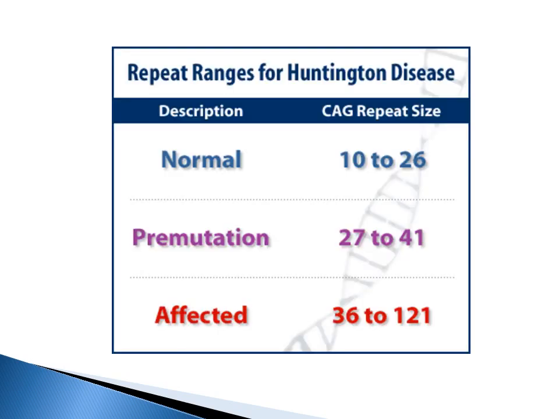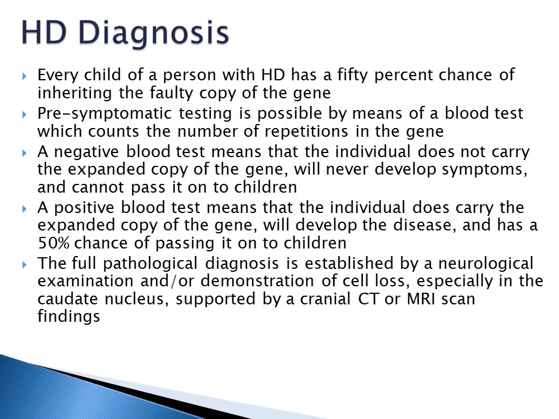So here's a chart showing a normal individual has between 10 to 26 CAG repeats. Pre-mutation is 27 to 41, and a person that is affected has between 36 to 121 CAG repeats. So every child of a person with Huntington's disease has a 50% chance of inheriting the faulty copy of the gene and then getting the disease, because this is an autosomal dominant disorder.